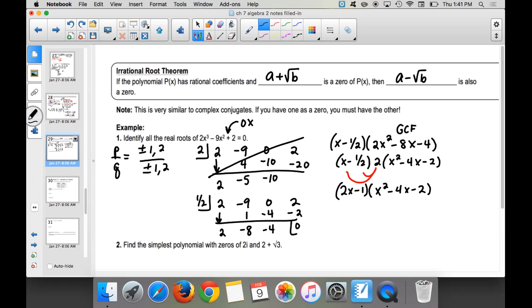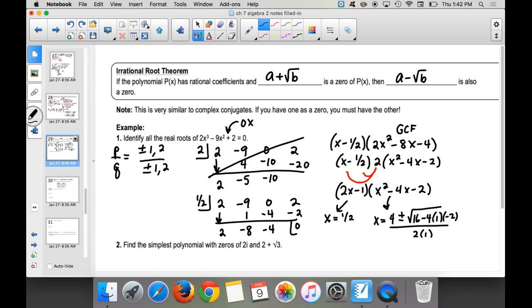So this is where you would do the quadratic formula. So you'd say, I know this solution gives me x equals 1/2, but this solution comes from the quadratic formula. So negative b plus or minus the square root of b squared minus 4ac all over 2a. So 4 plus or minus the square root of 16 minus 4 times 1 times negative 2 all over 2.